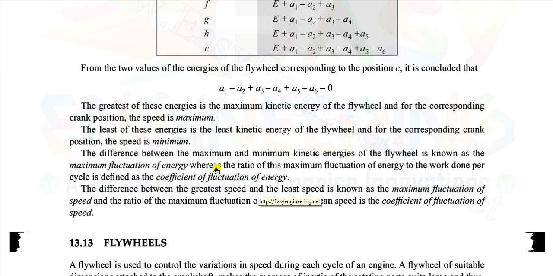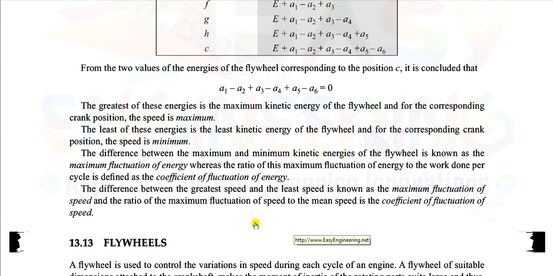In the same way, the difference between the greatest speed and the least speed is known as the maximum fluctuation of speed, and the ratio of the maximum fluctuation of speed, that is this difference, to the mean speed is defined as the coefficient of fluctuation of speed. So there are two definitions.